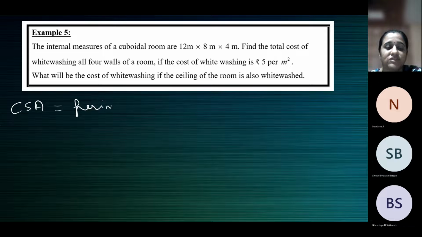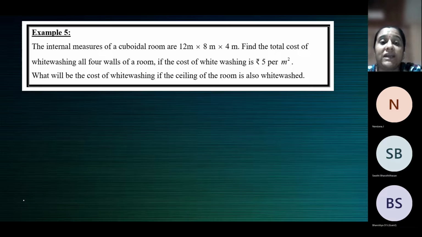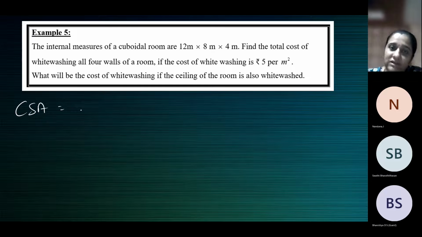Perimeter of the uniform cross section. What I'm trying to say is, volume is area of the uniform cross section into height. The curved surface area is, in general for any solid that has a uniform cross section, the perimeter of the cross section into height. Now a cylinder has a uniform cross section. The cross section of a cylinder is a circle.